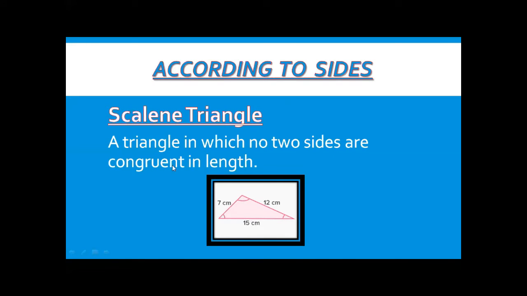Note down the important points. The important point in a scalene triangle is this: no two sides are congruent. It means that no two sides are same in length. Okay, now the next one, the second type of triangle by sides, is isosceles.